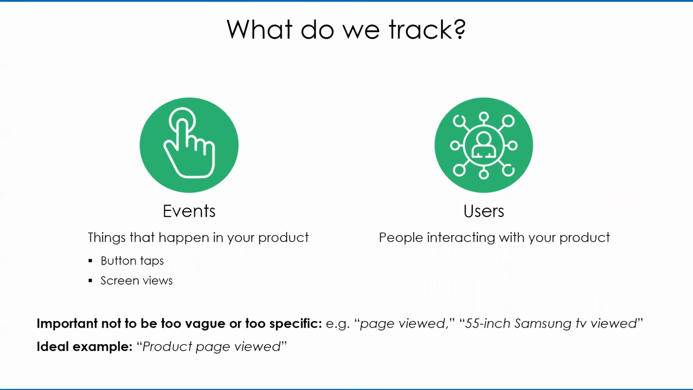So these bring us to the building blocks of product analytics, which are events and users. Events can be thought of as anything that happens within your product, so button taps, screen views, and users can be thought of as anyone who's interacting with your product. When it comes to events, it's important not to think of it too vaguely or too specific. For example, if you're running an e-commerce app, page viewed would be a little too vague, whereas 55-inch Samsung TV viewed would be a little too specific. Ideally, you'd say product page viewed, and we'll talk about this a little bit more.